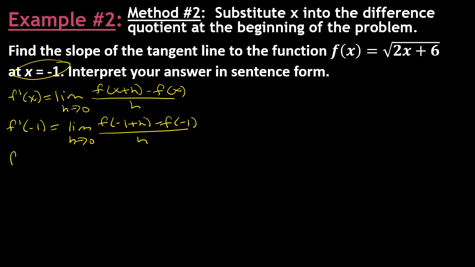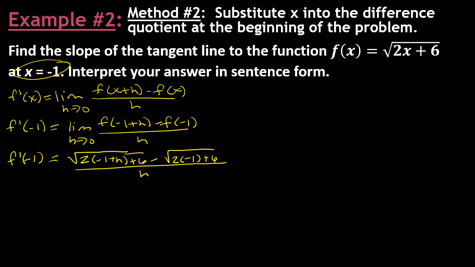So when we do this, now we're going to substitute in -1 plus h everywhere I have an x in my original problem. So to take out the x, substitute in -1 plus h. That plus 6 is underneath the radical, minus f of -1, so I'm substituting in a -1, all over h. Oh, I did it. I dropped the limit. Gosh, all right, so now I'm going to put the limit back in this problem.